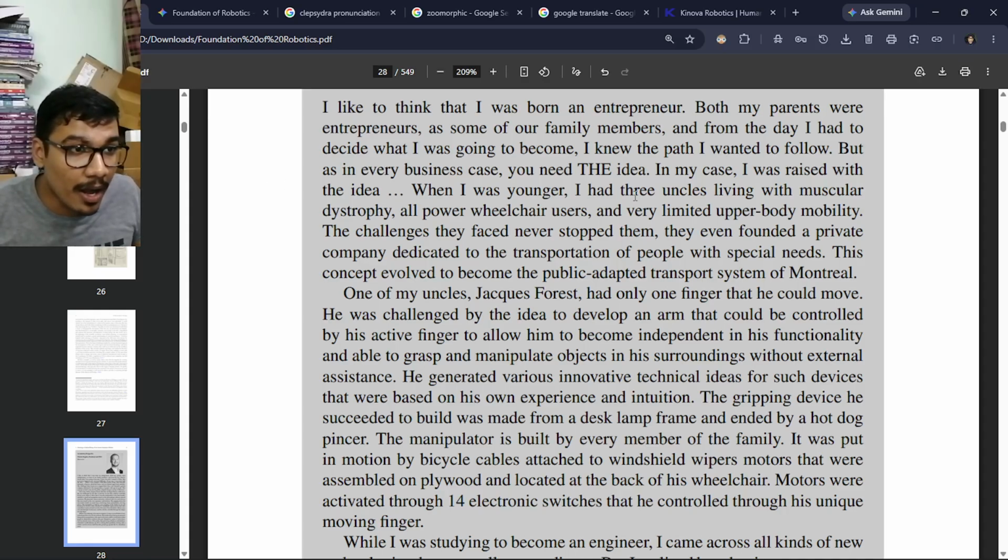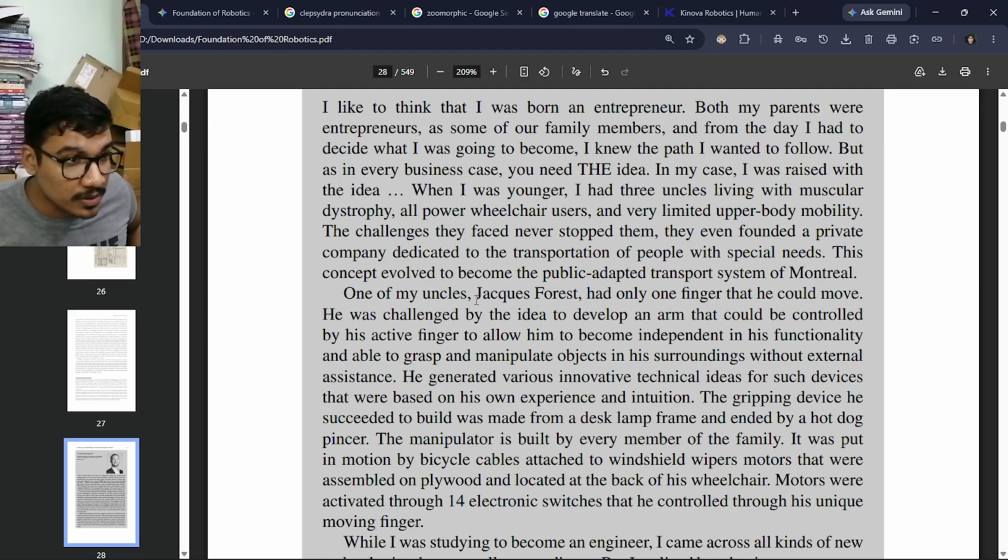When I was younger, I had three uncles living with muscular dystrophy, all power wheelchair users, and with very limited upper body mobility. The challenges they faced never stopped them. They founded a private company dedicated to the transportation of people with special needs. This concept evolved to become a public adapted transport system of Montreal.